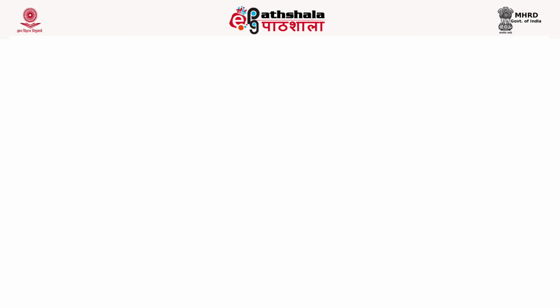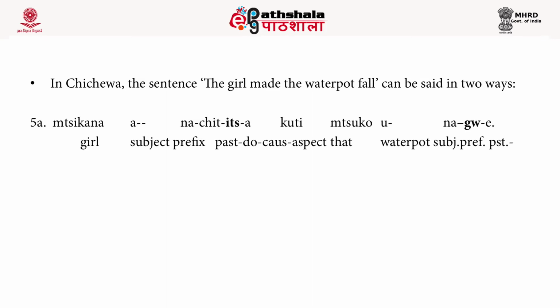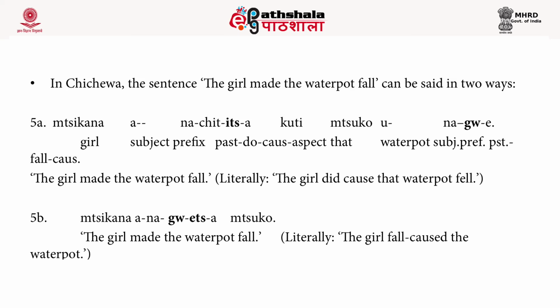If you see the data in 5a and 5b on your screen, we have the Chichewa sentence for the girl made the water pot fall. Now this sentence can be stated in two ways. If you see the literal translation given for 5a, the girl did cause that water pot fell, and the literal translation for 5b, the girl fall caused the water pot. Observe the morphemes marked in bold on your screen, its and gwa, and their position in the sentence.